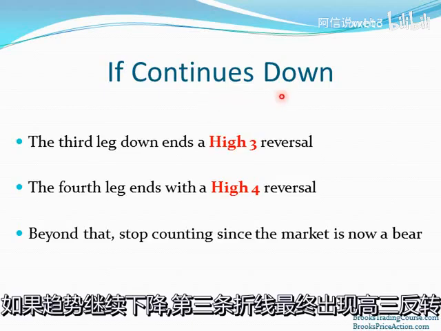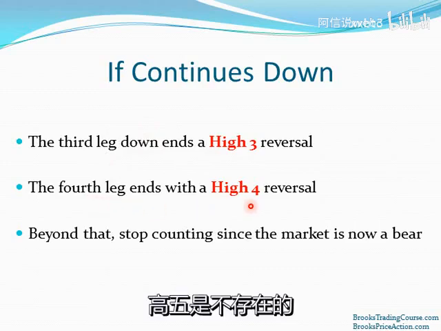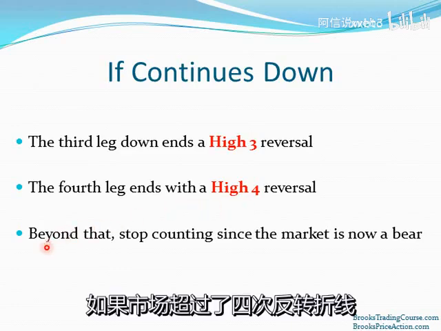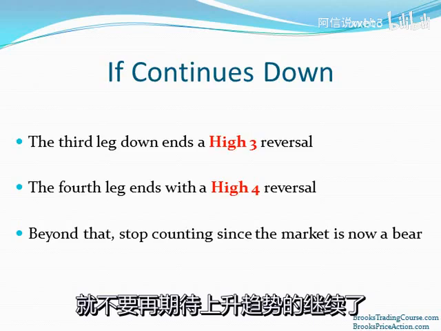If the trend continues down, the 3rd leg ends with a high 3 reversal, and the 4th leg ends with a high 4 reversal. There are no high 5s. If the market goes beyond a 4-legged pullback, you're probably in a bear trend, and I think you have to give up looking for a trend resumption.